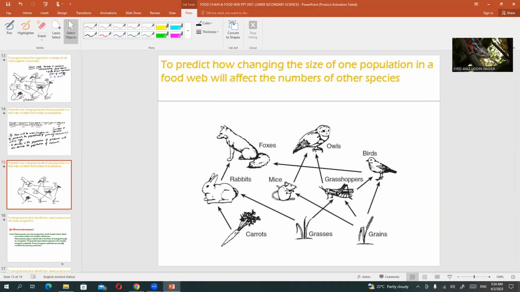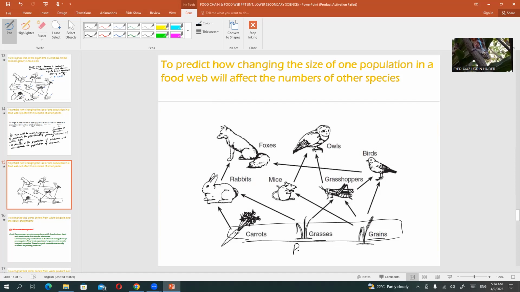Now here you can see these three are your producers. All these are producers. If the population of any one of them decreases, it will definitely decrease the population of other consumers in this food web. It's not a food chain. It is interconnecting food chains, which is known as a food web.